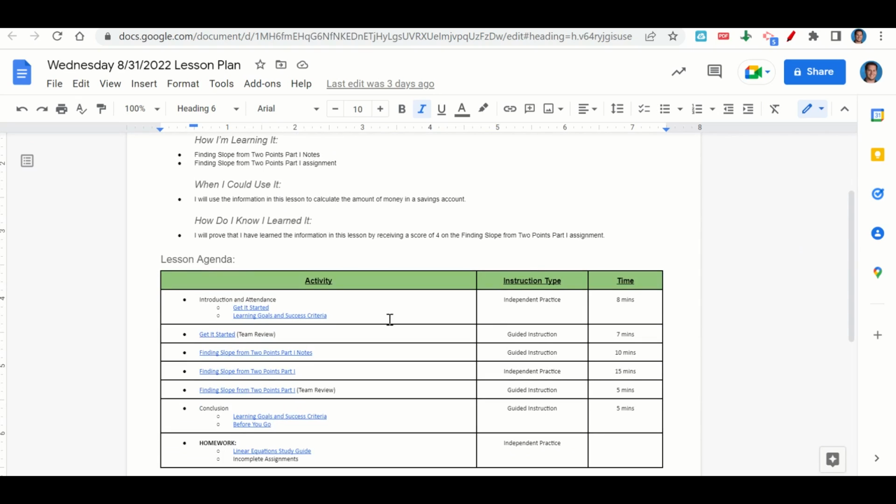Now let's take a look at our agenda for today. We'll begin by going over our learning goals and success criteria. While we do that, you'll fill out your Get It Started. Once you've completed your Get It Started, we'll go over it together and answer any questions that you may have. After that, we'll go over the finding slope from 2 points part 1 notes, and then I'll give you time to complete the finding slope from 2 points part 1 assignment. Once you've completed the assignment, we'll go over it together and answer any questions that you may have. At the end of class, we'll go back over our learning goals and success criteria while you fill out your Before You Go. Your only homework for tonight is to continue working on the linear equations study guide and any incomplete assignments that you may have.